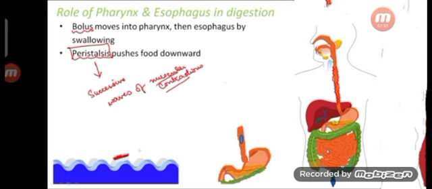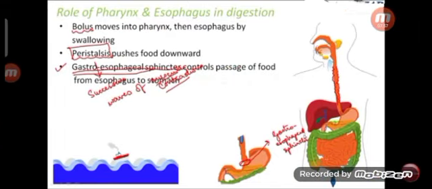After that, the gastroesophageal sphincter controls the passage of food from the esophagus to the stomach. Let us see: the gate present on the windpipe to prevent food from going inside is called the epiglottis, right? Similarly, a gate is present at the tip, or the starting, of the stomach. This gate is called the gastroesophageal sphincter.